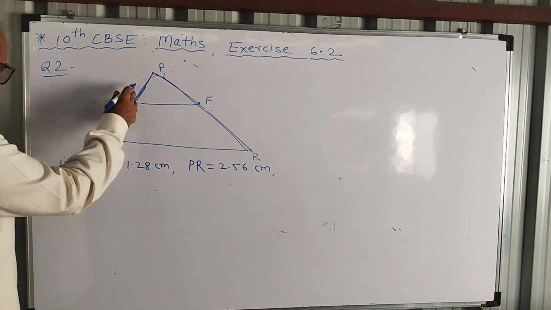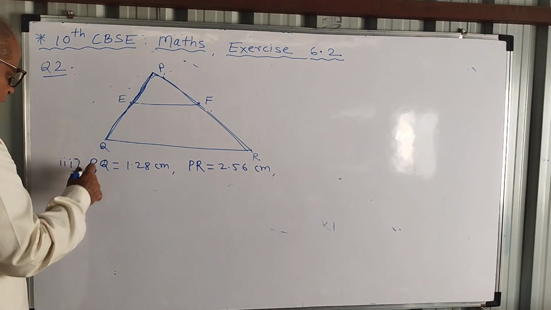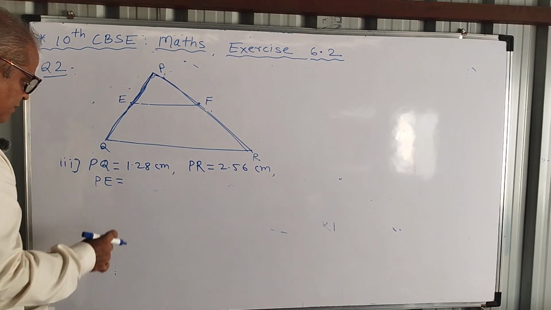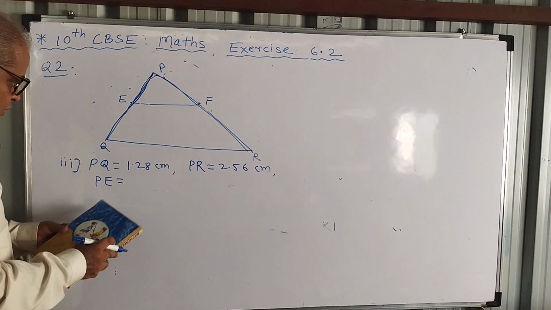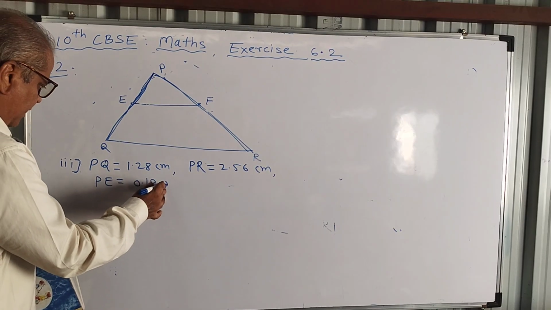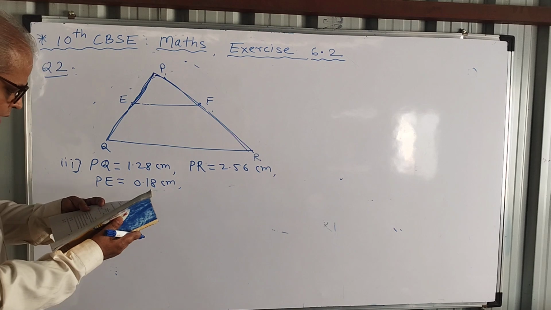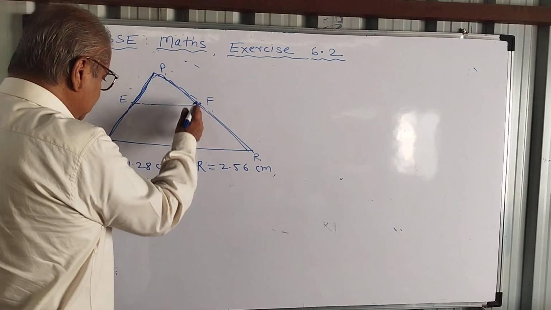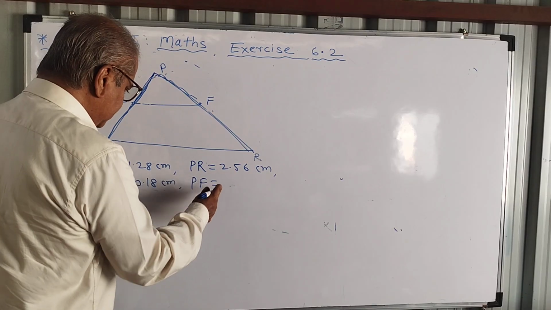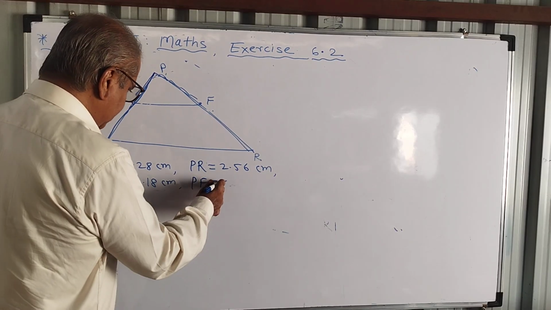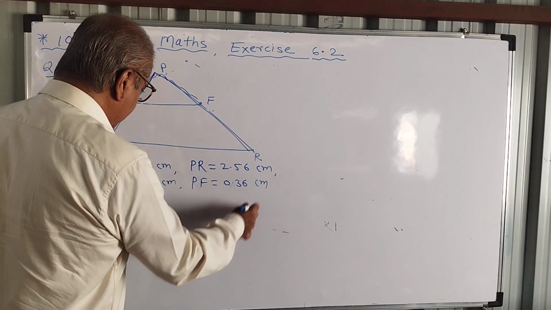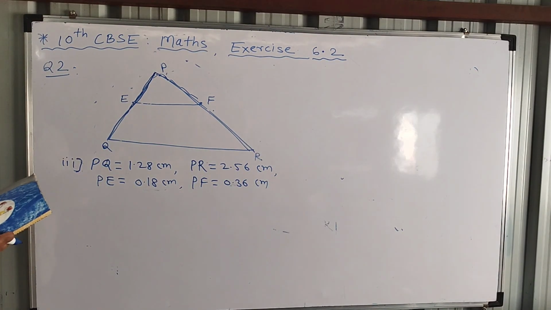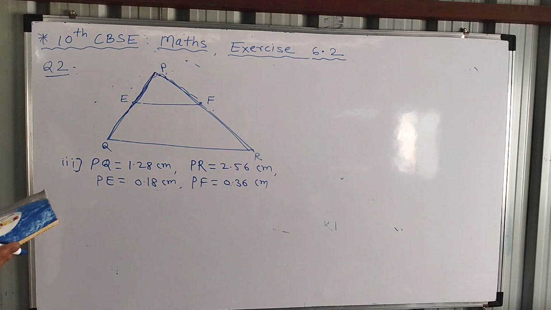PE is given short, this short distance is given, full and short. So PE is equal to 0.18, and PF, again this short distance is given, PF is equal to 0.36 centimeter. Once again check the dimensions. PQ is equal to 1.28, PR is equal to 2.56, PE is equal to 0.18, PF is equal to 0.36.